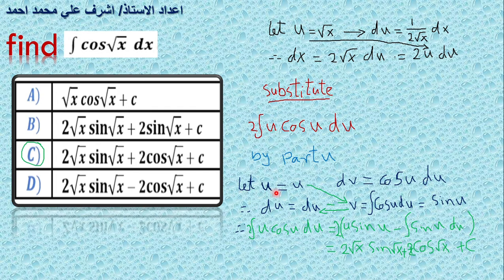According to our formula of integration by parts, u times v minus the integral of v du. Okay, now this is finished, but the integral of sine u is negative cosine, and negative times negative gives positive cosine, and the u is radical, and we will expand, multiply by 2 inside, plus c. So our right choice is C.